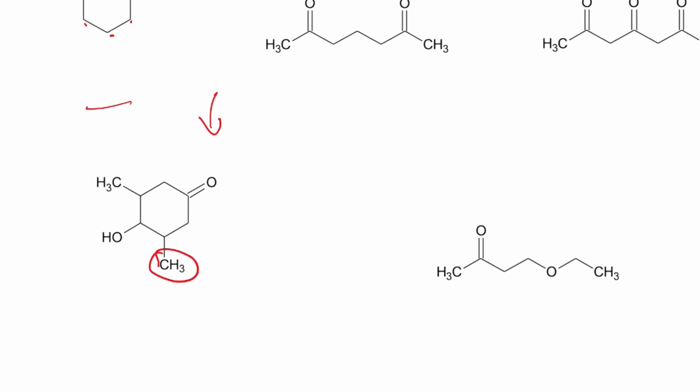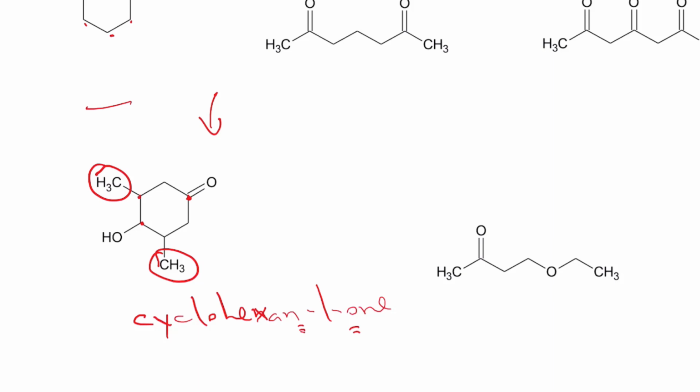I now have the ketone as the highest priority. I have an alcohol, and I have two methyl groups that need to be accounted for. So again, I'm going to have a cyclohexanone, but I am going to indicate what number the carbon is on. Cyclohex and 1 one. Notice I dropped the E here because I'm starting with an O over here.